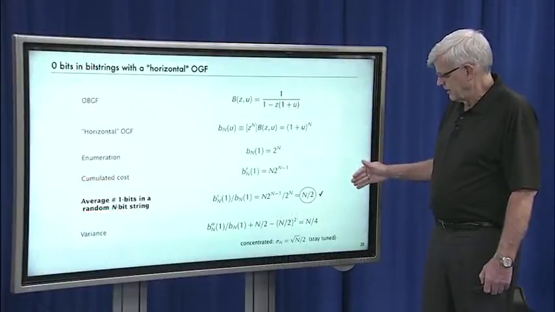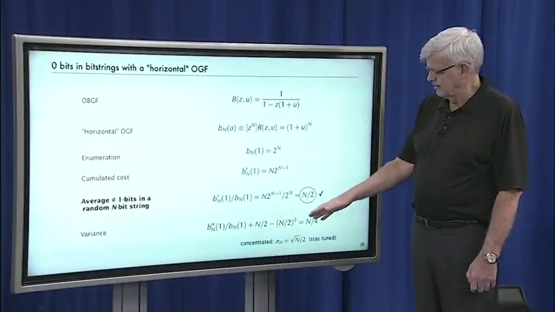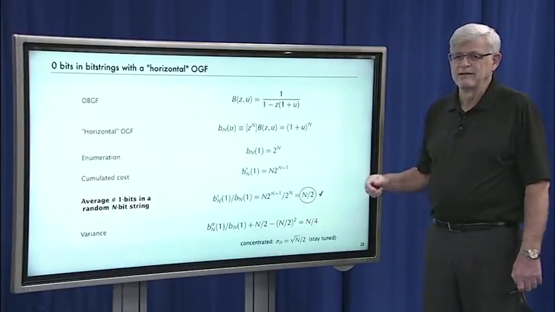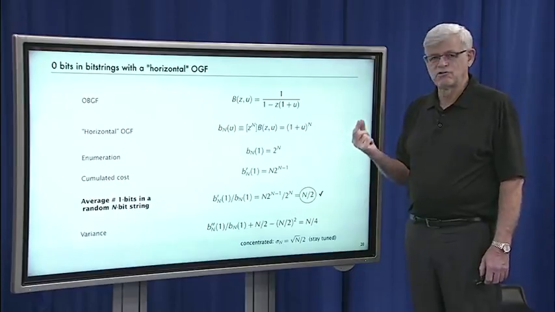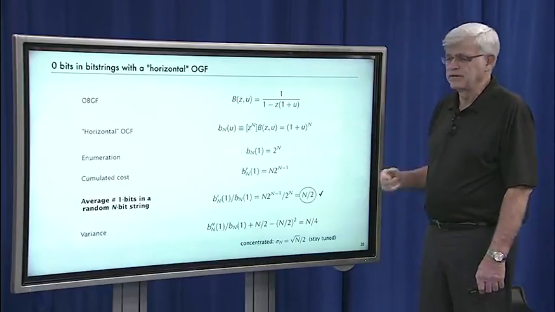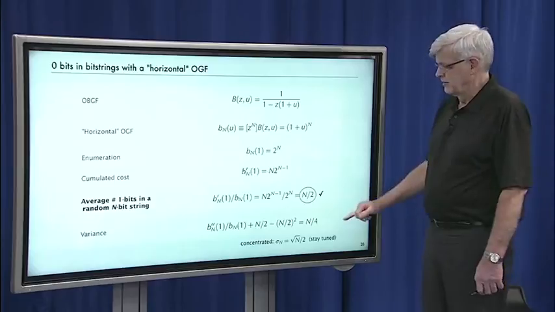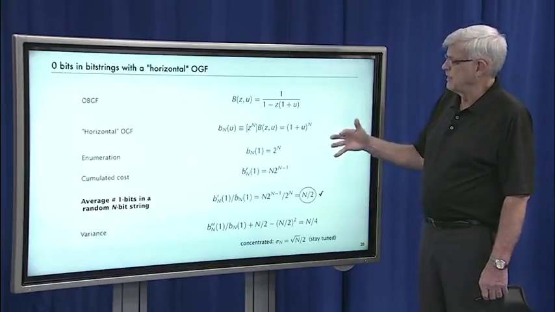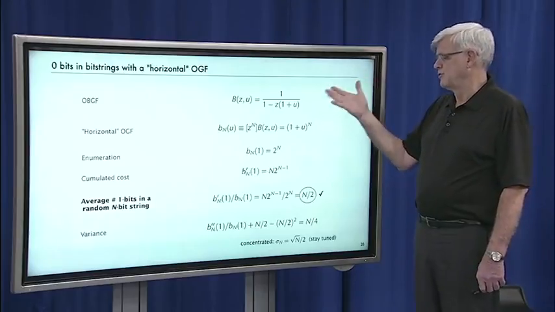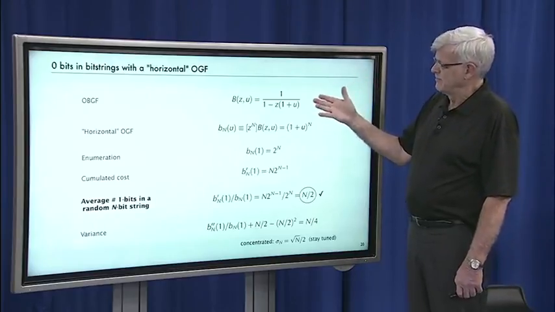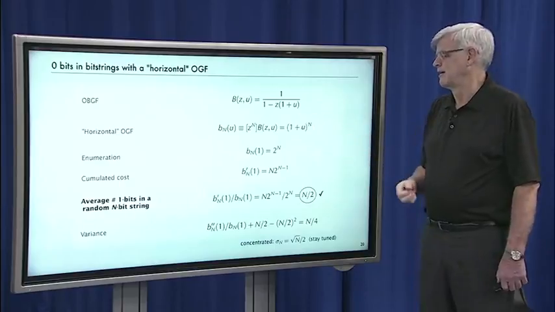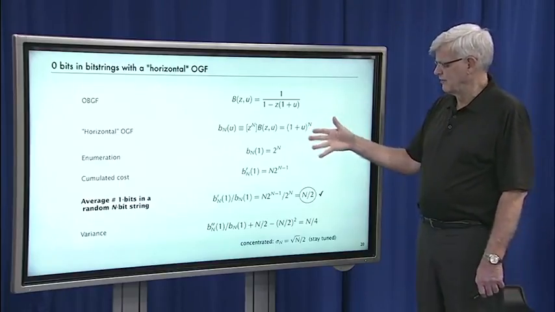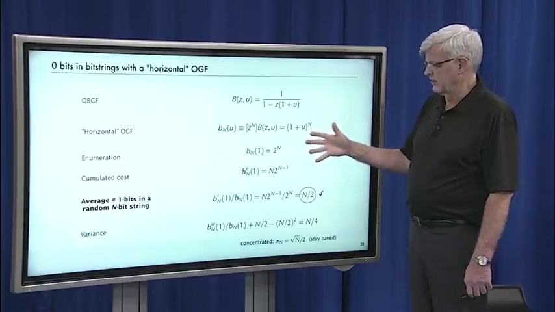And that's an easy calculation that tells us that the standard deviation is square root of n, the average is n over 2, and what that means is that the distribution is concentrated. A typical value is going to be close to n over 2. And I'll talk in just a minute about what that means. For now, the point is that given a two-variable OGF, if you can extract the coefficient of z to the n, where n is the size, then you get a generating function that's easy to work with to calculate moments.